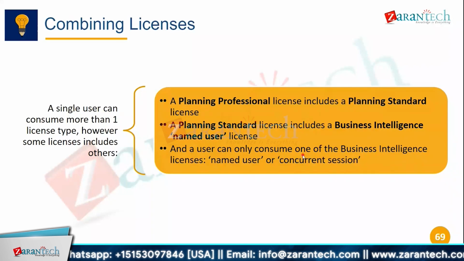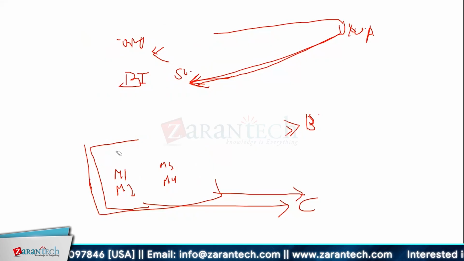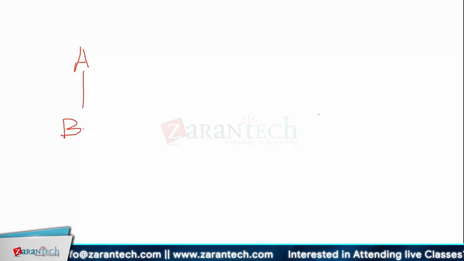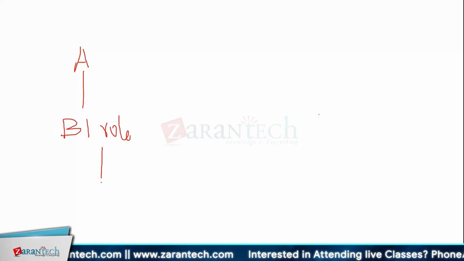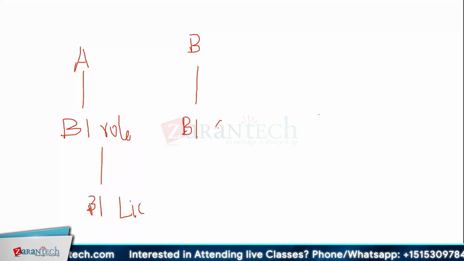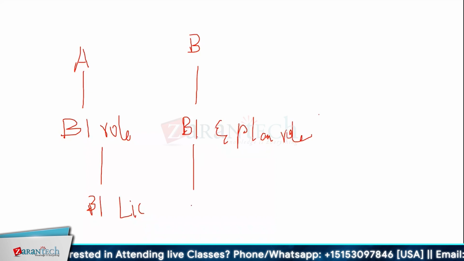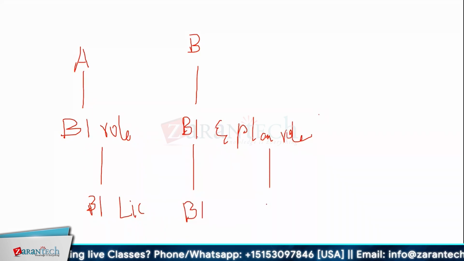So basically, I will explain in a schematic way. That way you will understand easily. Suppose you have user A, who is a person who does business intelligence. For him, you have to give the BA role. So this BA role will have the BA license. Then we have user B, who consumes both BI and planning, so he will have both roles. Then for these, we will have only one BA license. Then for this planning role, we will have a planning license. So these are the scenarios.